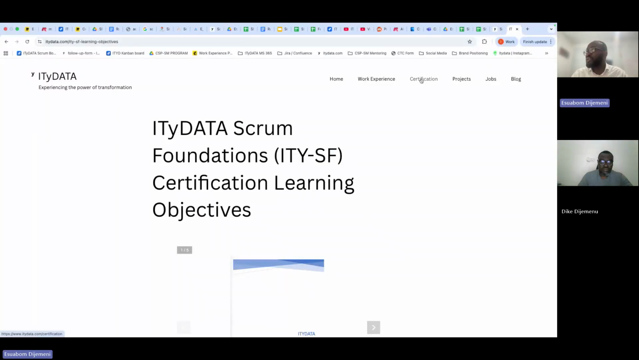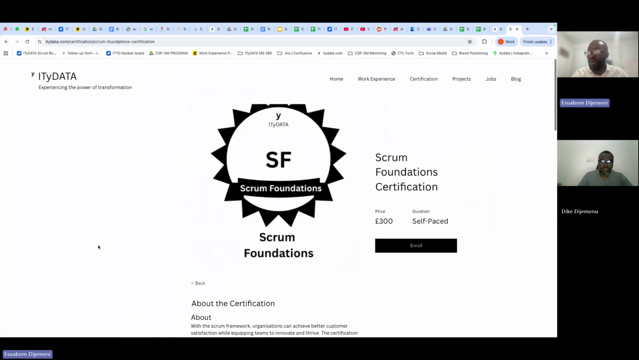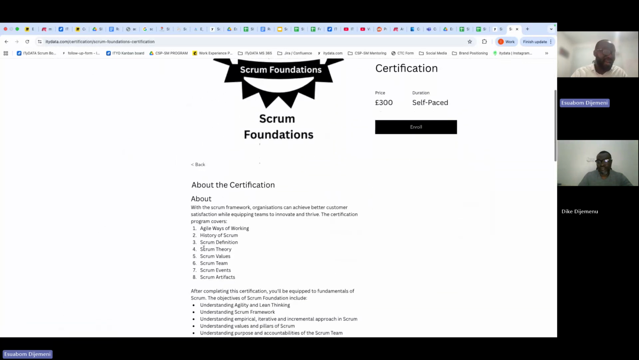Just to share my screen quickly, to give us some context. What we're actually talking about today is this certification. If we read more, we're really just thinking about Agile Ways of Working. We're thinking about the history of Scrum, Scrum definition, theory, values, the teams, events, artifacts, the framework, and really understanding how it works in real life.